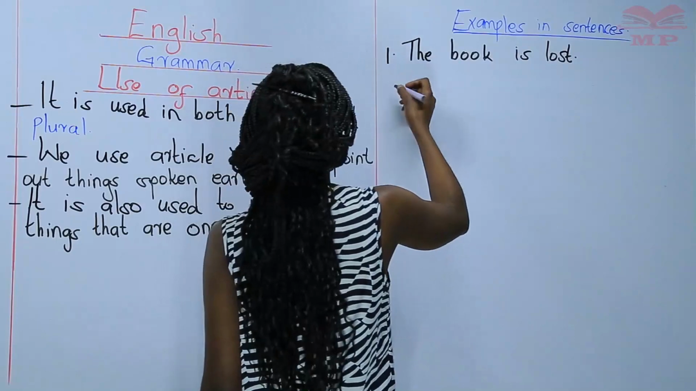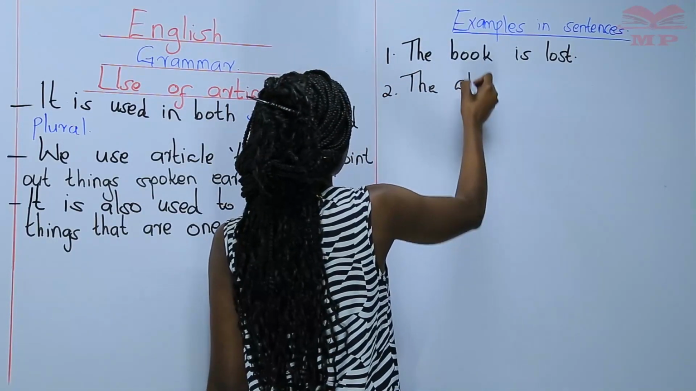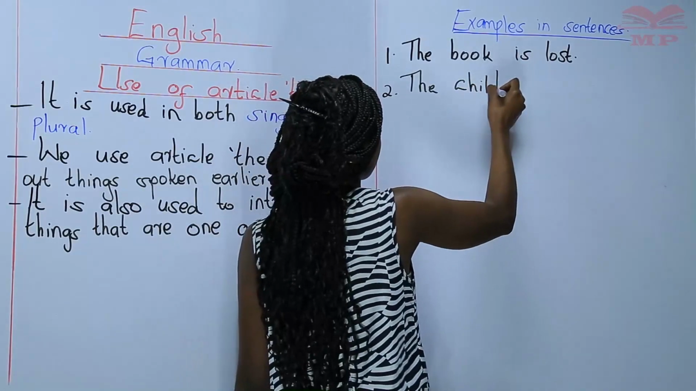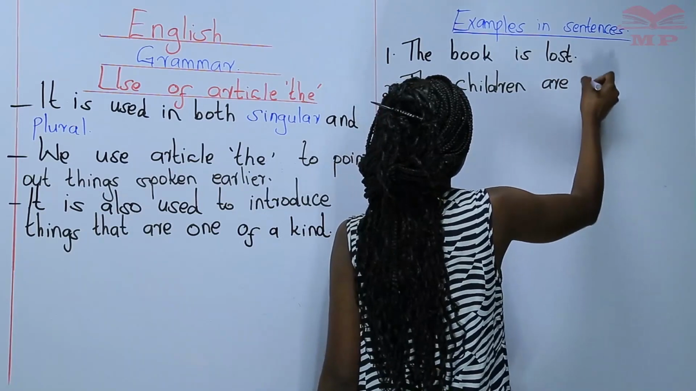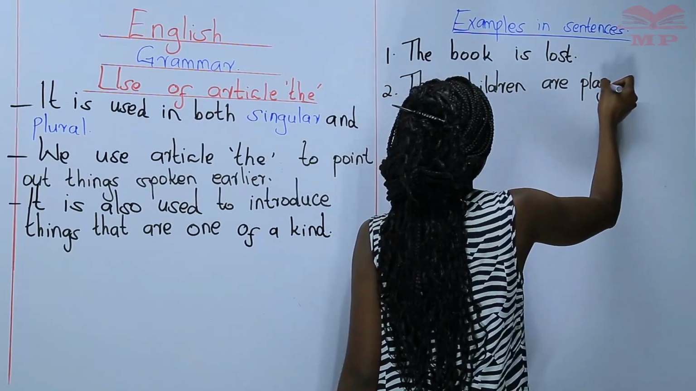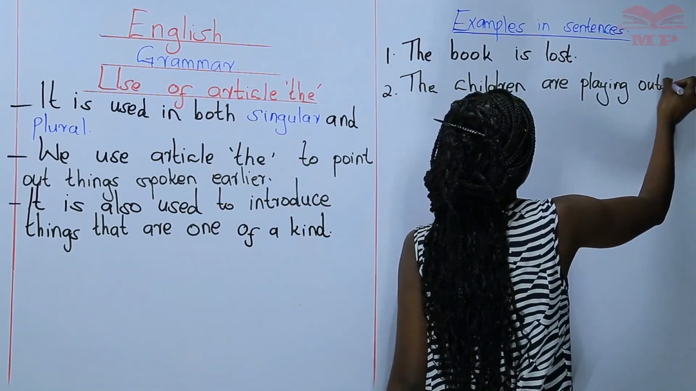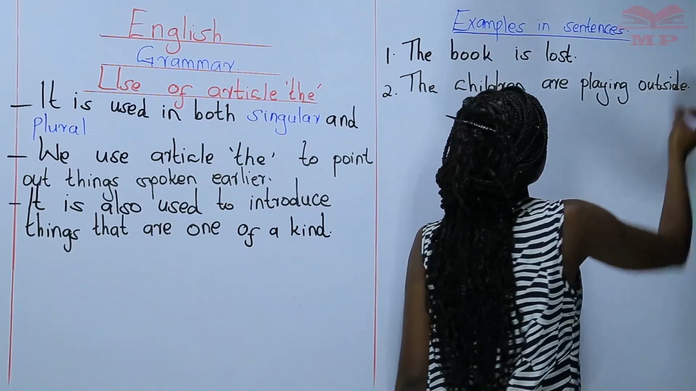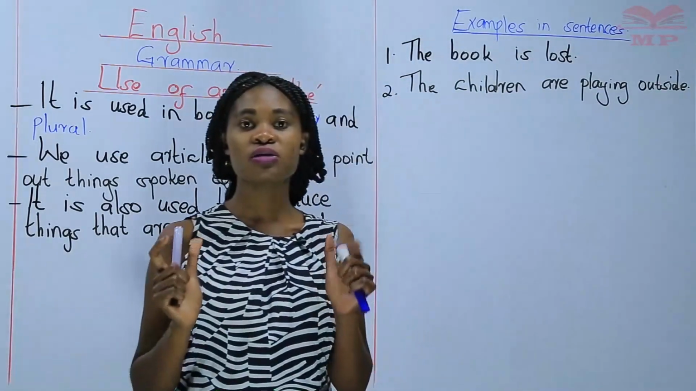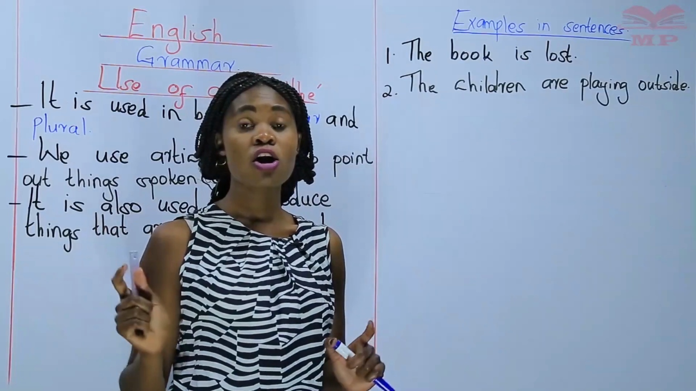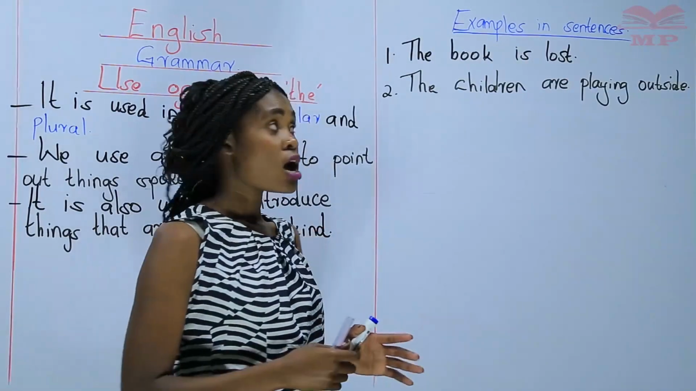Can have another sentence. The children are playing outside. So the children are playing outside. Remember that we use the either in singular form or in plural form. It is okay when you use it both in singular or plural.